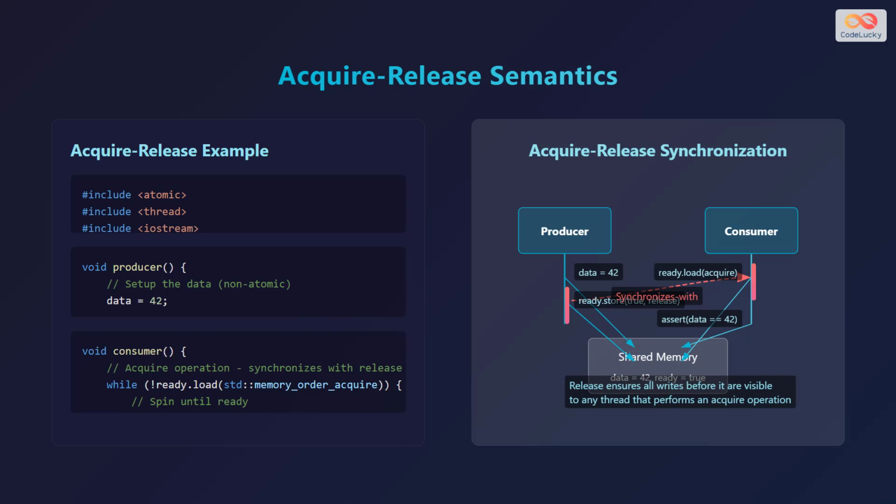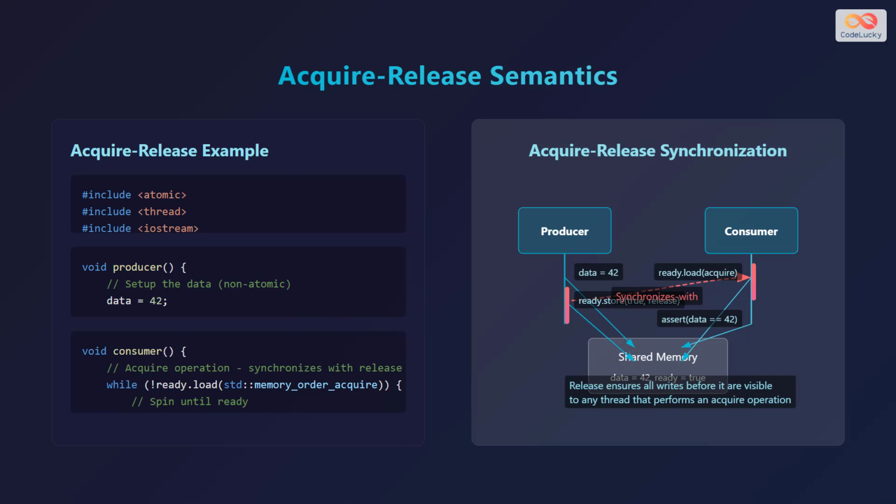The consumer function performs an acquire operation by waiting for the ready flag to become true using memory order acquire. After the acquire succeeds, the data is guaranteed to be visible with the value 42, which is verified by an assert statement. Now let's move on to the visualization.